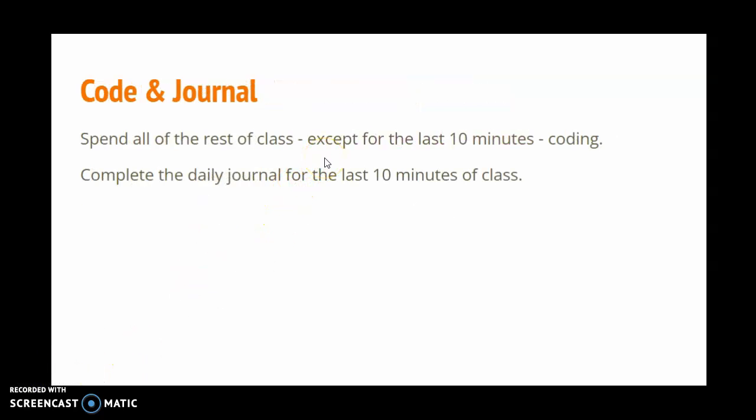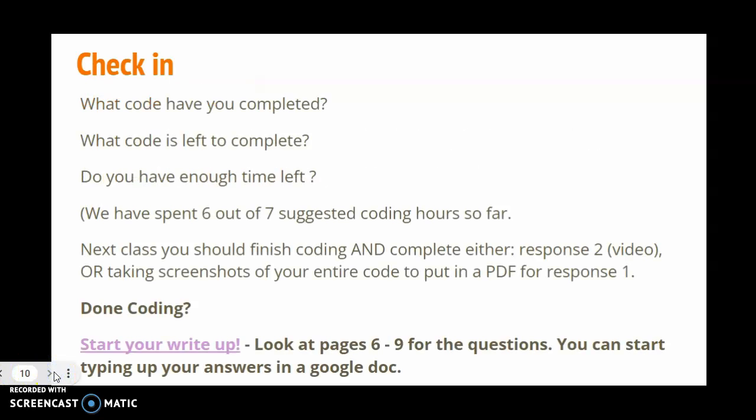You need to spend the rest of your class coding, and then make sure that you complete the daily journal for the last 10 minutes of class. So make sure you submit that. I will be grading this even though I'm gone, by next class period. My check-in is, what code have you completed? What code do you have left to complete? Do you have enough time? We've spent 6 of the 7 suggested hours coding so far. Next class, you're going to be working on finishing the coding and completing your video and your PDF, which I will explain what you need to do.